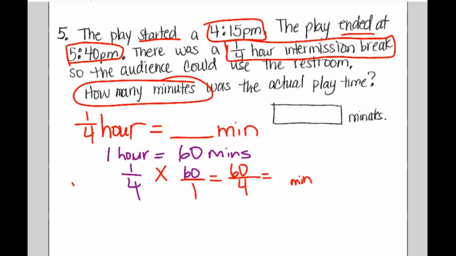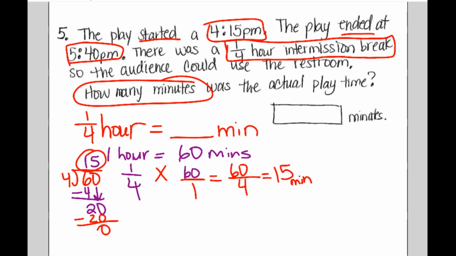So let's put up a little house over here. 60 goes inside, 4 goes outside. So I have 4 goes into 6 one time. I subtract the 4 out. I get 2. I bring down the 0. That gives me 20. How many times does 4 go into 20? That's 5 times. Subtract out the 20 that it equals, and that's 0. So how many minutes is that? 15 minutes. So that's what I'm subtracting.